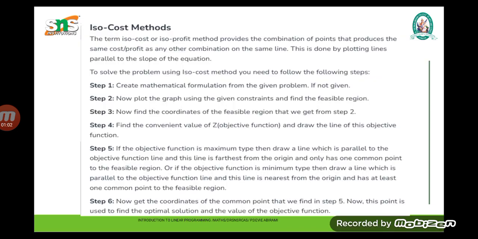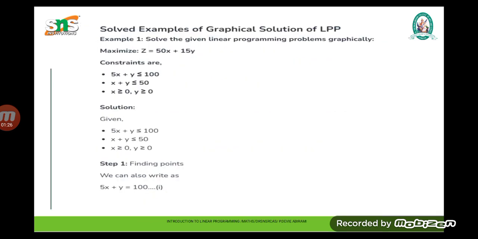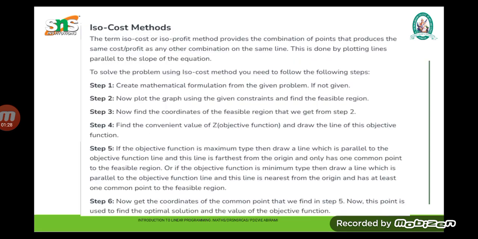In my previous video, I have mentioned about the corner point method. In this isocost method, the term isocost or isoprofit method provides the combination of points that produces the same cost or profit as any other combination on the same line. This is done by plotting lines parallel to the slope of the equation. To solve this problem, we have to go on with the following steps.